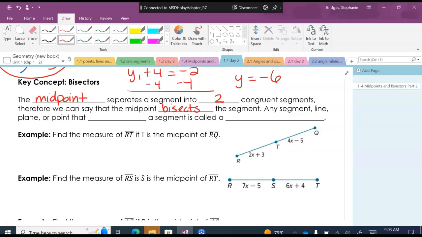Any segment, line, plane, or point that bisects a segment is called a segment bisector. So in the directions of any problem, if they tell you that something is a segment bisector, what it's telling you is that it cuts that segment into 2 equal pieces. Is everybody okay with that? So let's look at that first example.